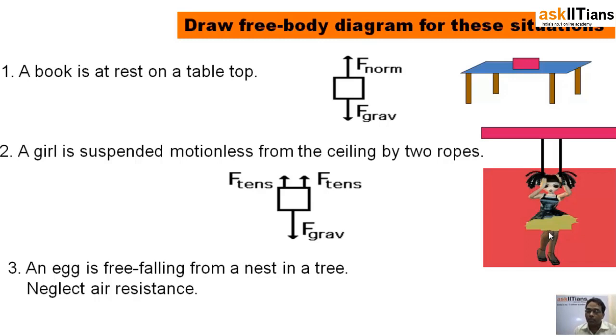Then, if you have an egg that is freely falling from a nest, obviously there is no balancing force. The air resistance is not considered. So there is no balancing force, and the egg obviously is going to come down. So there is only one force acting. This is an unbalanced force that is acting on it.